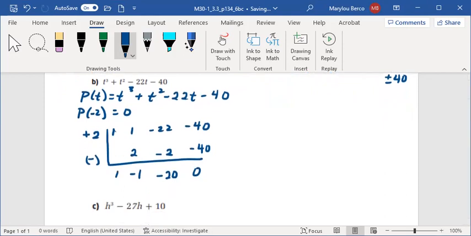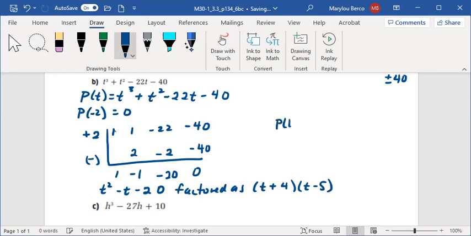Okay, so the remaining factor, what we essentially have is t squared minus t minus 20, which can be factored as t plus 4 times t minus 5. Therefore, p of t equals t plus 2 times t plus 4 times t minus 5.